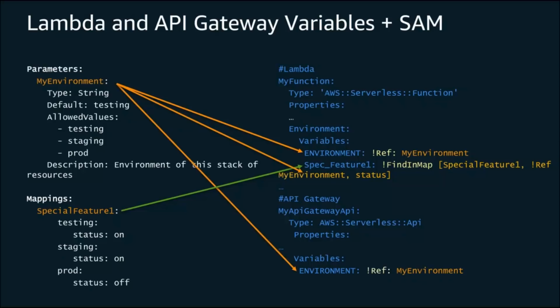First, find and map. So this is going to use a mapping. In this case, it's going to use the mapping called special feature 1, which you see here on the left. It's going to then combine my parameter called my environment and pull out the value called status from the mapping. So based on the environment that's been passed in, whether it's testing, staging, or prod, it's then going to pull the status value out, which we see here based on testing, staging, and prod is either set to on, or off. And then that will be passed down to my Lambda function itself.